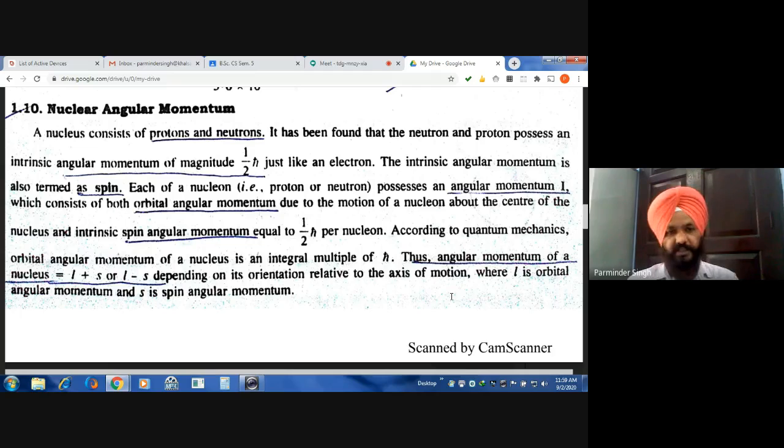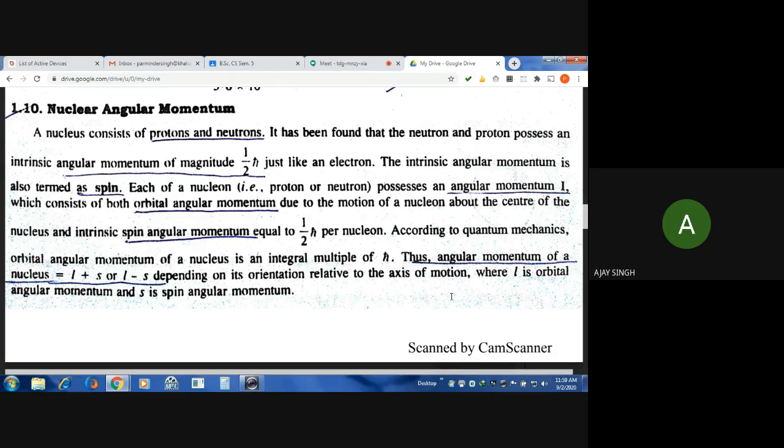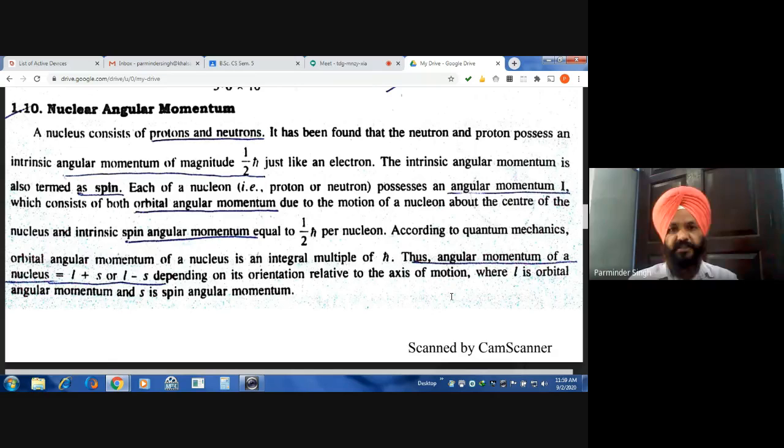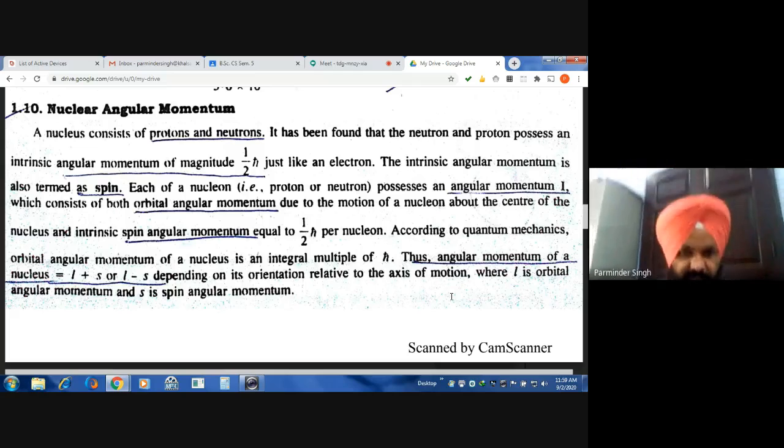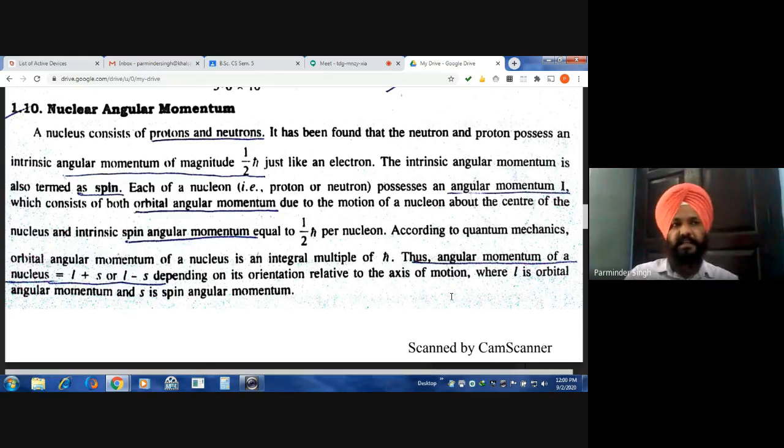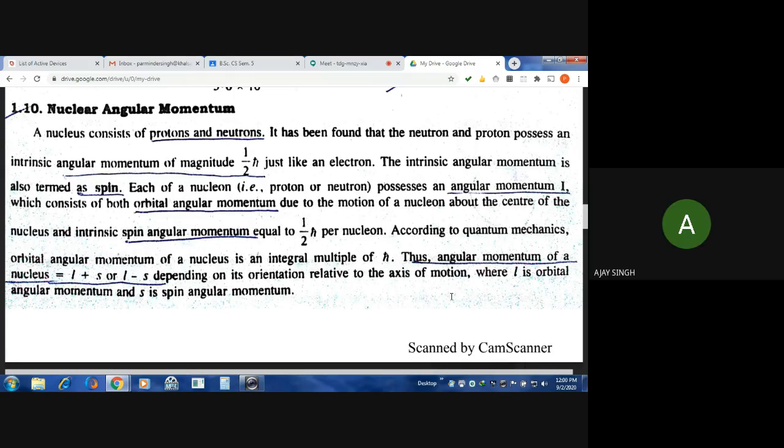According to quantum mechanics, orbital angular momentum of a nucleus is an integral multiple of h cross. What is the meaning of h cross? H cross is related to h, the Planck's constant. Planck's constant is h, and h cross is h by 2 pi.